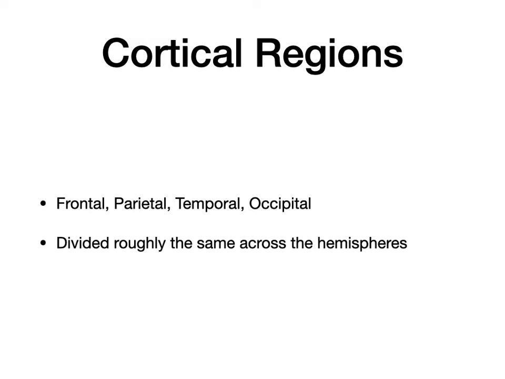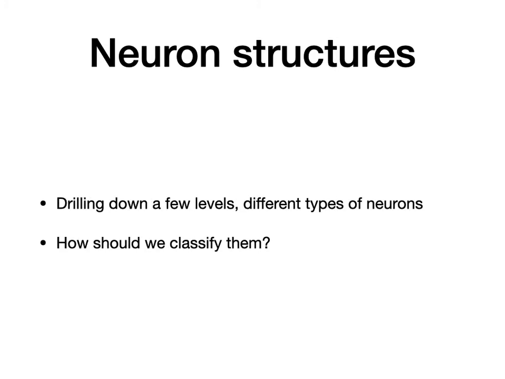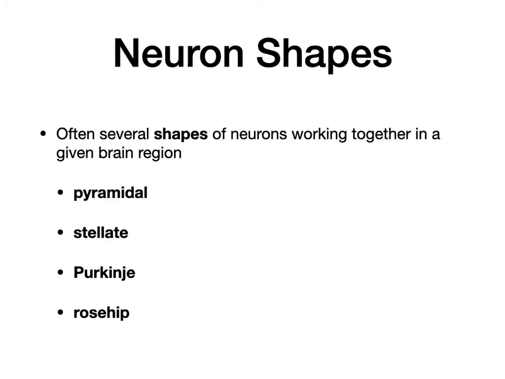Okay, so cortical regions. Now let's dig deeper and talk about neuron structures. So dig down a few levels. There are different types of neurons. How should we classify different types of neurons? Well, one way is to consider what shape they are. So there are lots of different shapes of neurons that will work together within a given brain region. And as different kinds of wires might serve different functions in a process, different neurons will serve different functions in the brain. We have a bunch, so we'll just lay them out just to show you the variety of neurons that are really moving around in there.